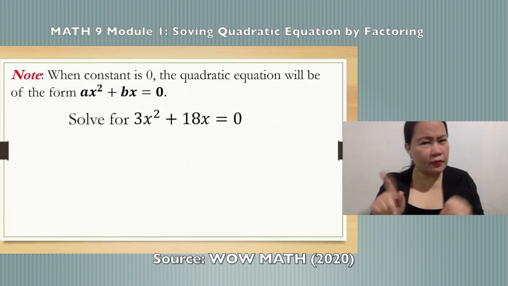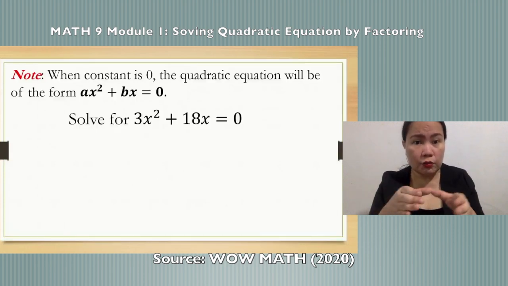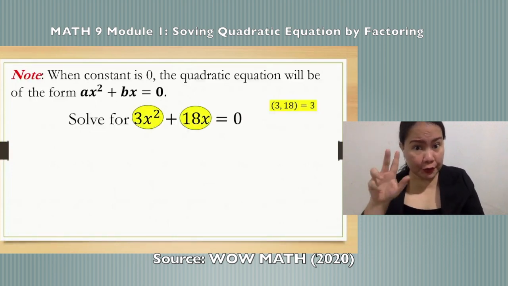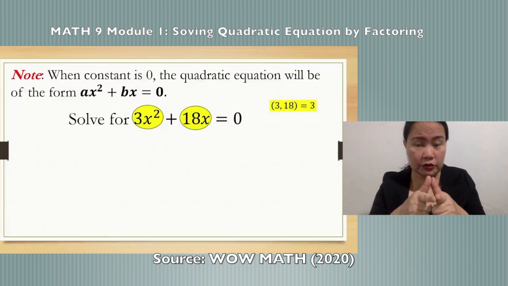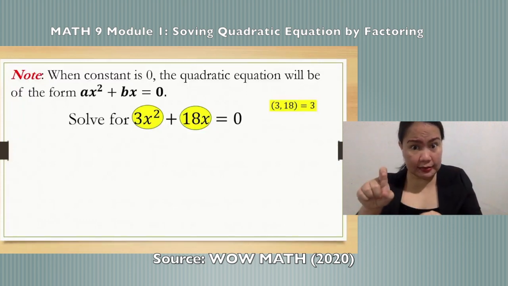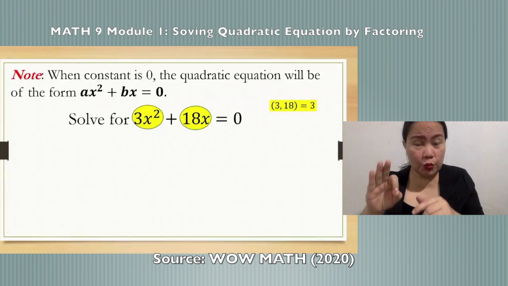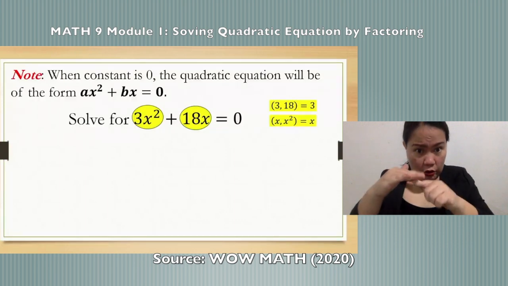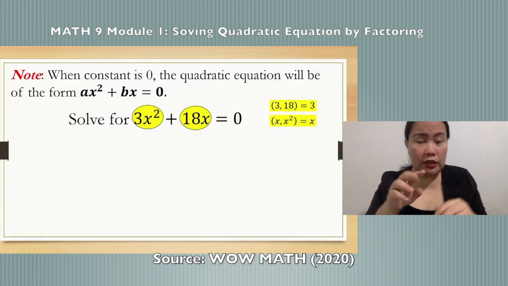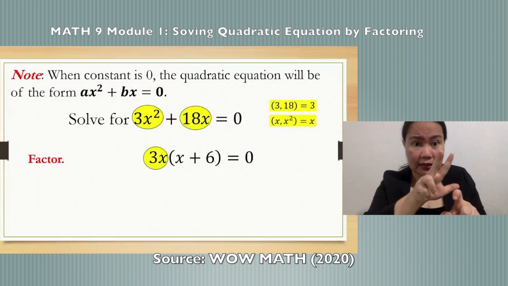So ano yung una nating gagawin? Okay, kukunin muna natin yung greatest common factor ng 3x squared at ni 18x. So, yung common factor or the greatest common factor ng 3 at 18, of course, that is 3. And yung x squared at yung x, kapag kinukuha natin kasi yung greatest common factor, kinukuha natin yung least exponent. So, kaya, yung factor lang natin na kukunin is x. That's why, the greatest common factor of 3x squared and 18x is 3x. So, bakit x plus 6?